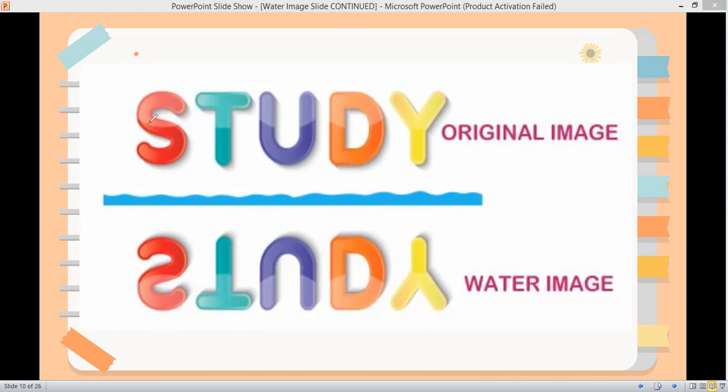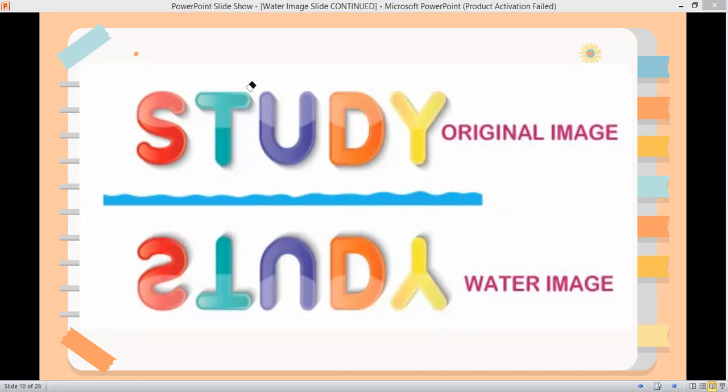Like in this question, S is there. So what will be the water image of S? It will be upside down. For T, it's like this. Suppose a water body is placed here. So it will also be upside down. Similarly for U, the D part remains the same, as I told you earlier, and Y will also become upside down. So this will be the water image of this particular question.